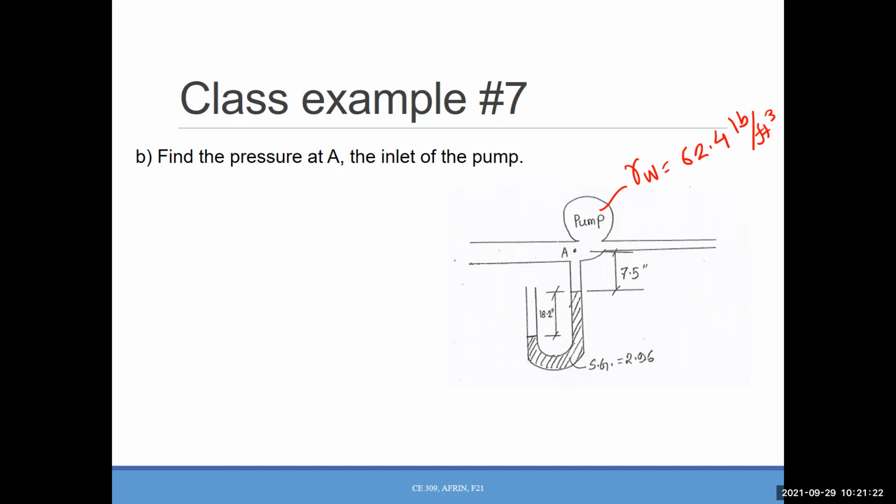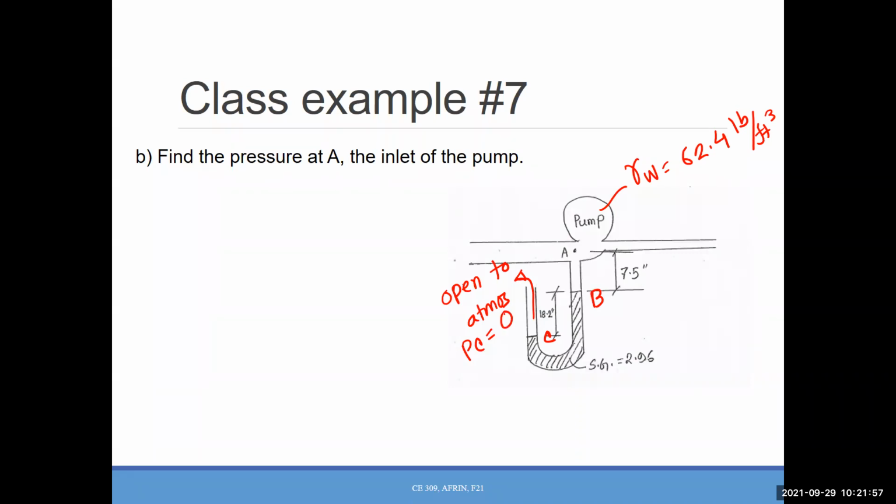Okay. Now you need to find the pressure at A. This part is open to atmosphere, and I will name this point as B and this point as C. So PC equals to what? What is the value at C? It's open to atmosphere, so it will be 0, yes.